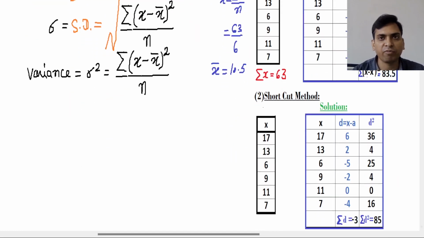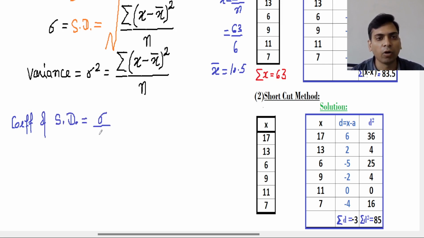Okay, so first we will find the coefficient of standard deviation, SD. The coefficient of SD is sigma upon mean x bar. This is the coefficient of SD. If we multiply this term, sigma upon x bar, with 100%, then it becomes the coefficient of variance.